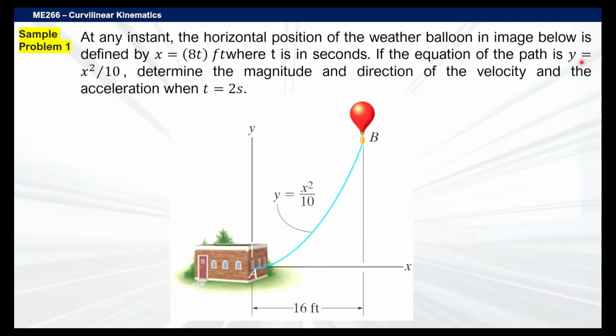If the equation of the path, yung y, is x squared over 10, determine the magnitude and direction of the velocity and the acceleration when t is equal to 2 seconds. So, ang mangyayari dyan, we are here to determine yung magnitude and direction of the velocity and the acceleration when t is 2 seconds. So, how do we do this?